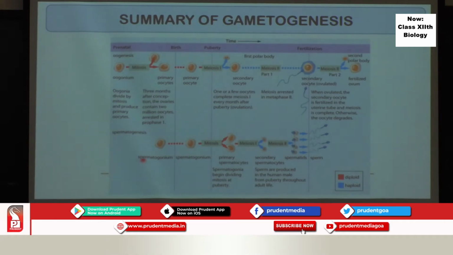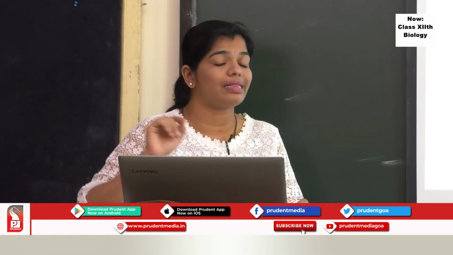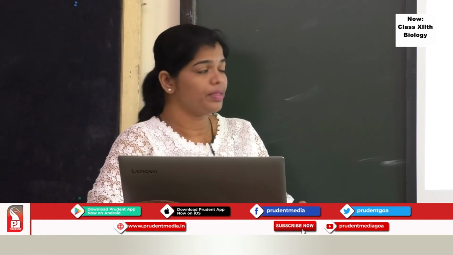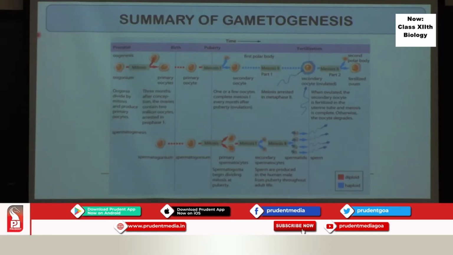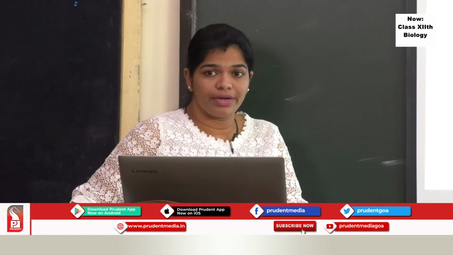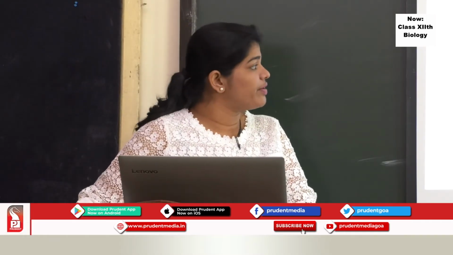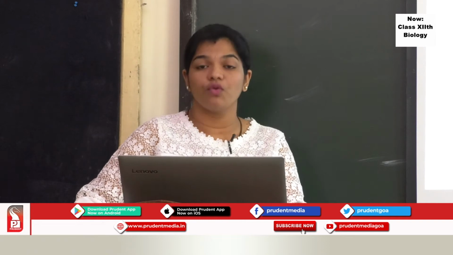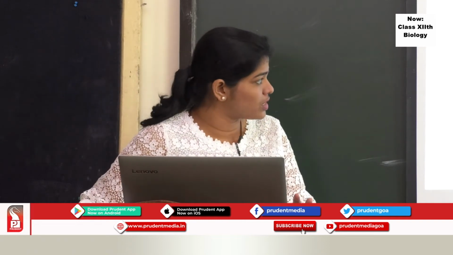So you have the spermatogonium cells, which are derived from the germ cells, the germinal epithelium of the seminiferous tubule. Now this spermatogonium will undergo mitosis, increase in number, and form something called primary spermatocytes. Now these primary spermatocytes, during puberty, will undergo meiosis 1 to form secondary spermatocytes.